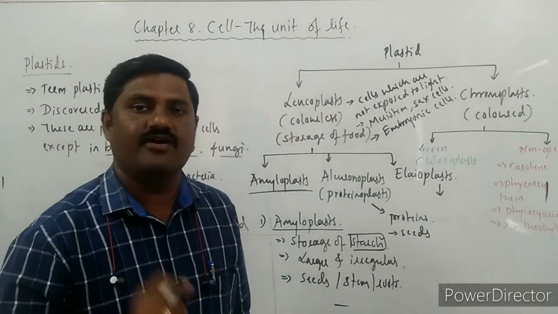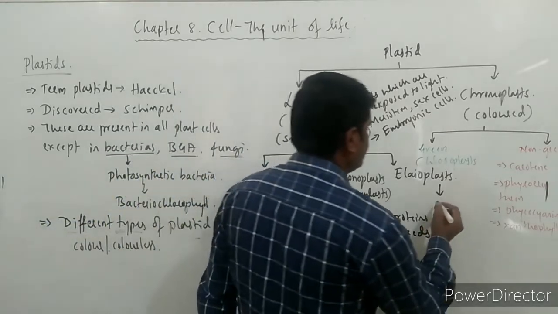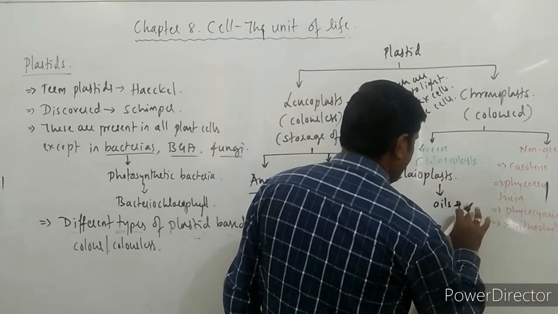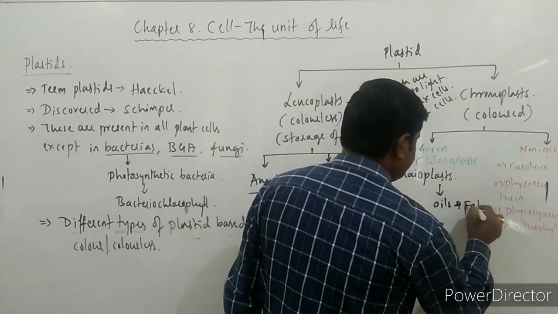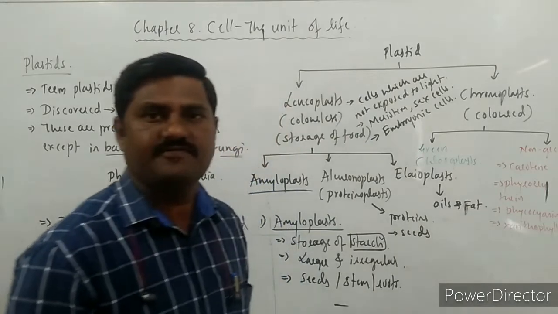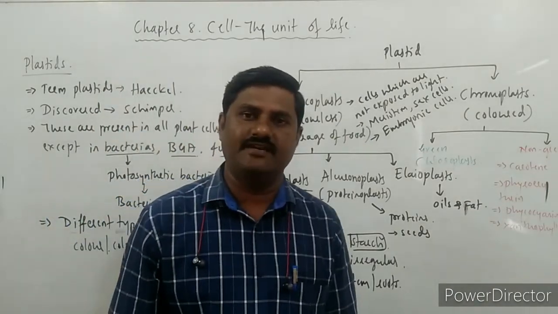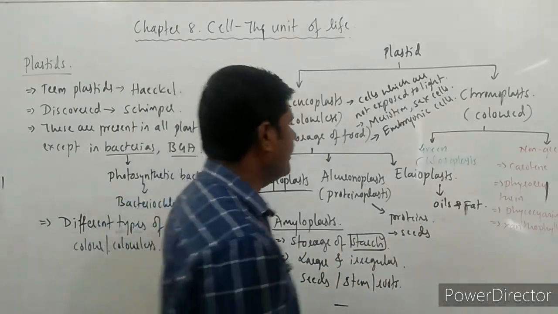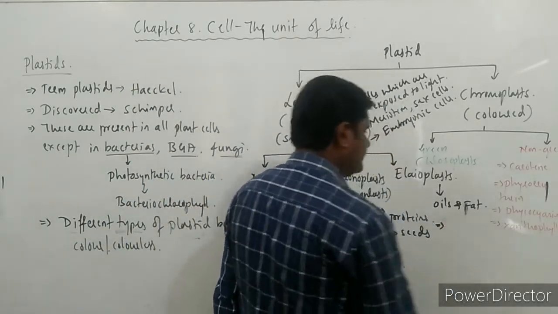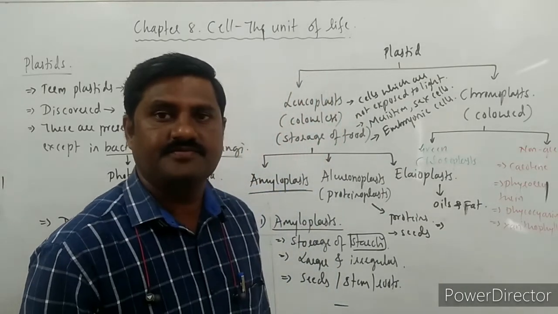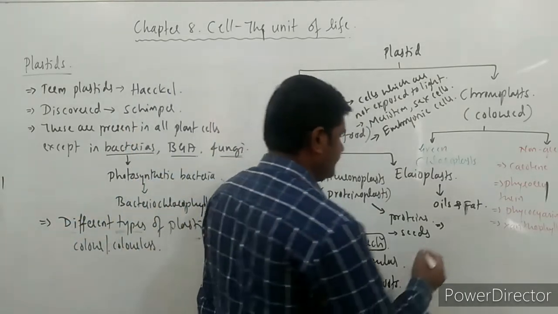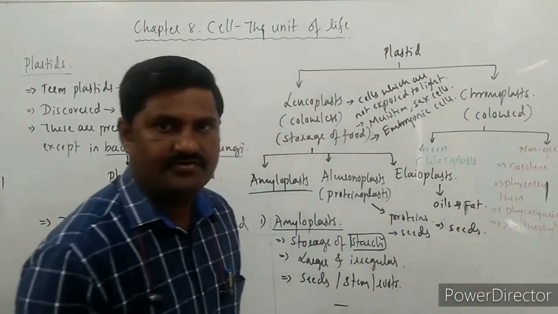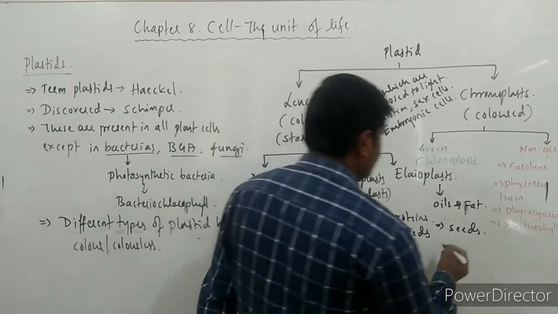And the next one, so elaioplasts. Elaioplasts are the kind of plastids which are meant especially for the storage of oils as well as fats. These are meant especially for the storage of oils and fats, right? They are also present in seeds where the oils and fats are present.